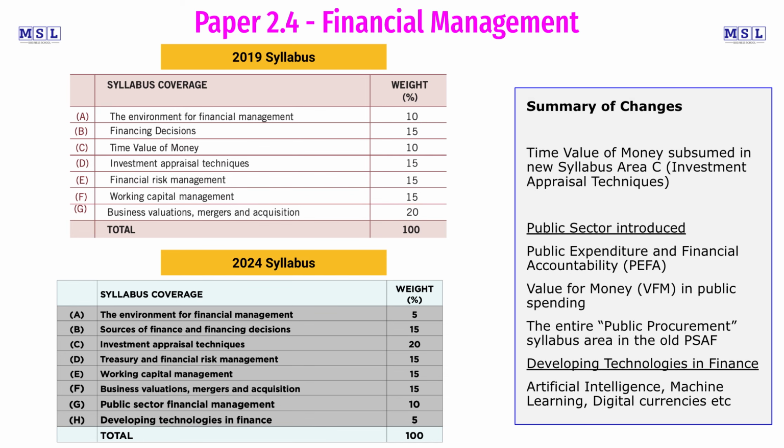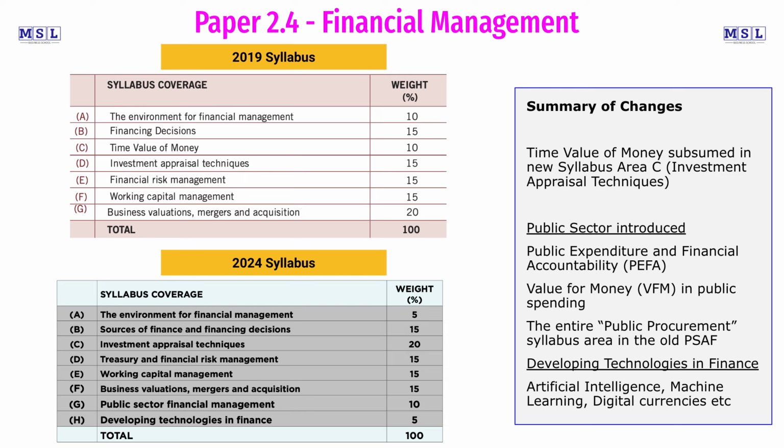Some changes here. Something like time value of money was a standalone syllabus area for 10 marks. It doesn't stand alone now. It's been subsumed within the new syllabus area C called investment appraisal techniques. So that part went from 15 marks to 20 marks, right? So you wouldn't have a standalone area on time value of money. It's now part of investment appraisal.